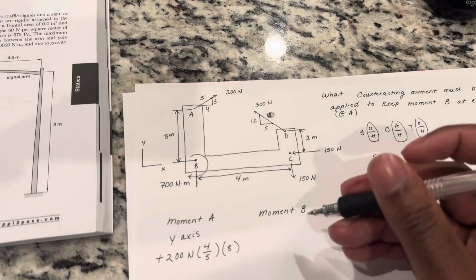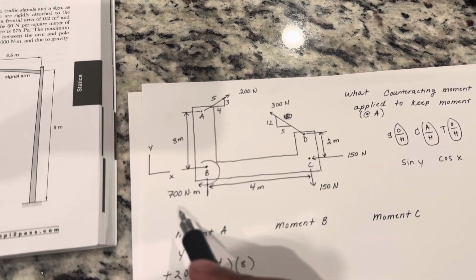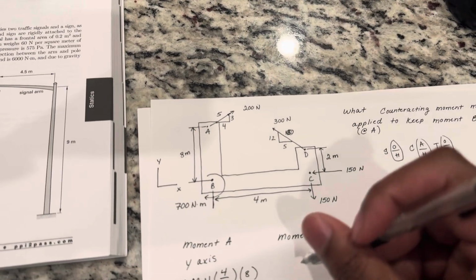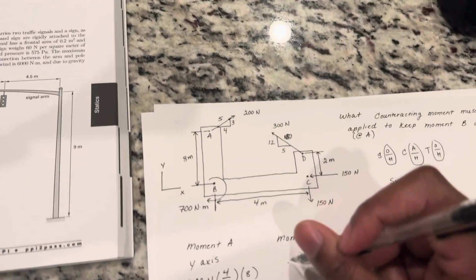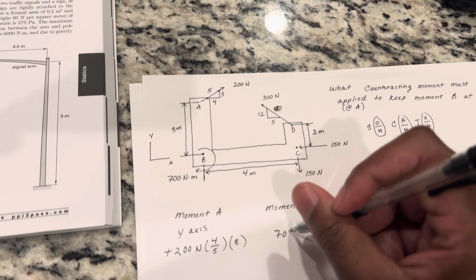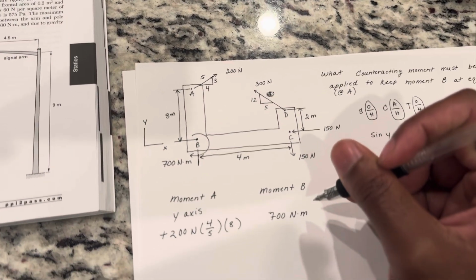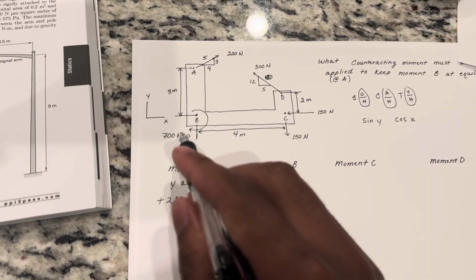Now let's take a look at moment B. They give us this right here: 700 newton meters. So this is a given.